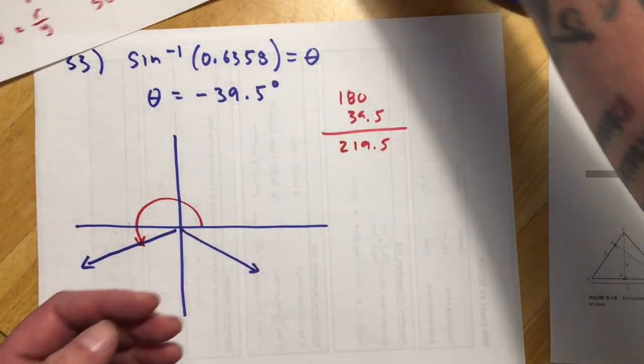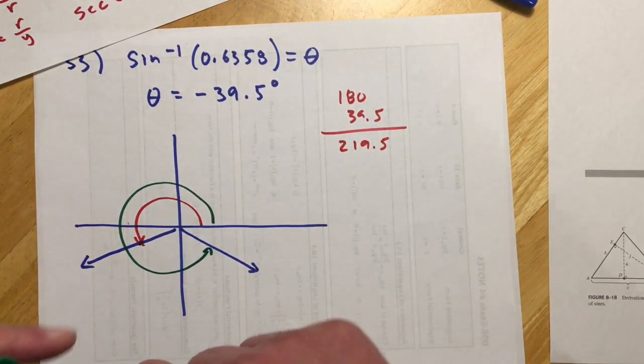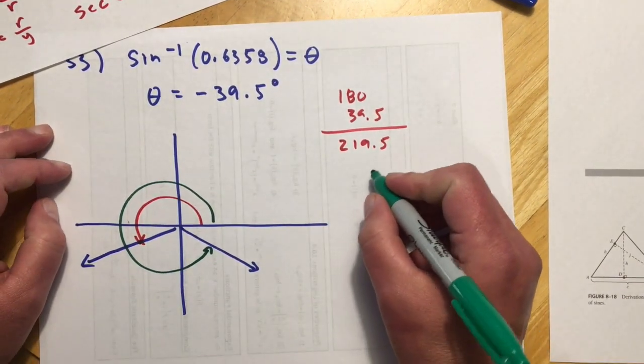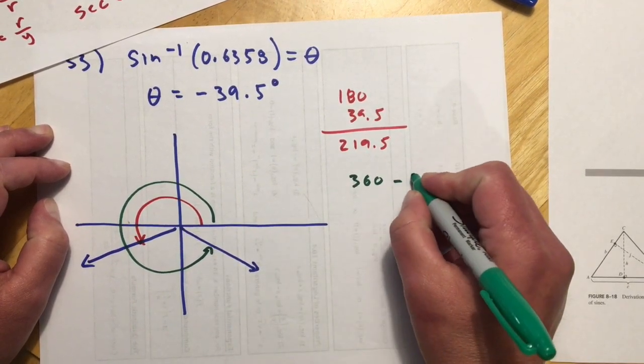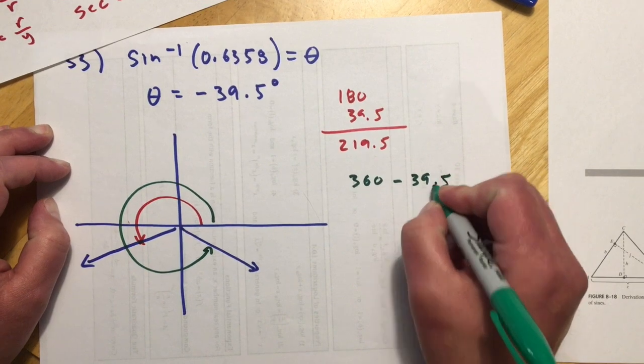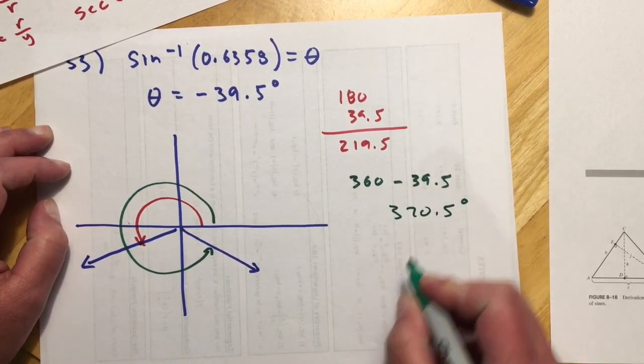And then the second angle is going to be all the way to there. So I would probably think of that one as 360 minus that reference. And that comes out to 320.5 degrees.